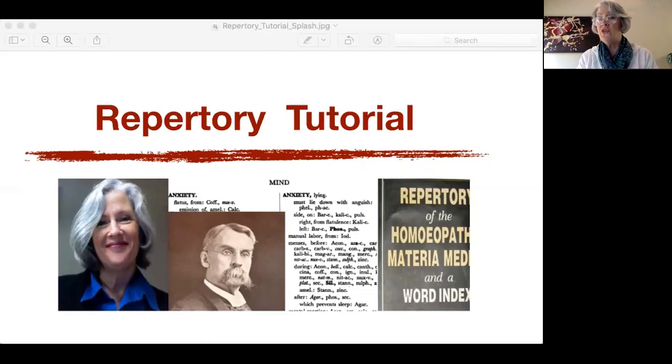So these are the 31 sections. Now, one of the challenges that I want to give you this week is for you to just be doodling. Just get a little pen and a piece of paper and write down how many sections you can remember. Don't look. Just write down, okay, there's mind, head, eye, ear, hearing, nose.